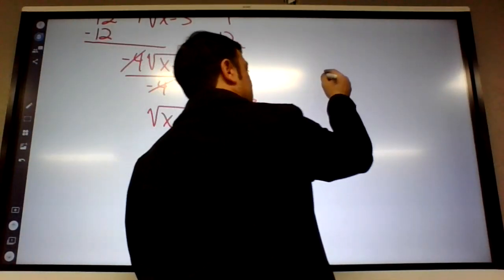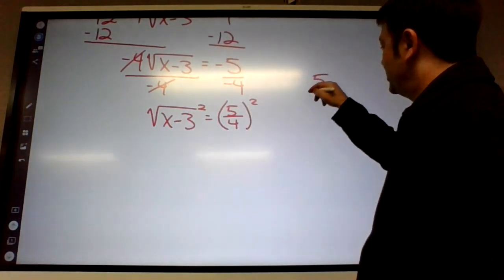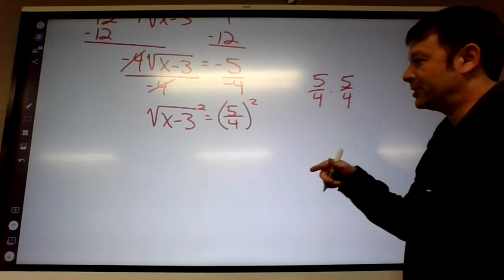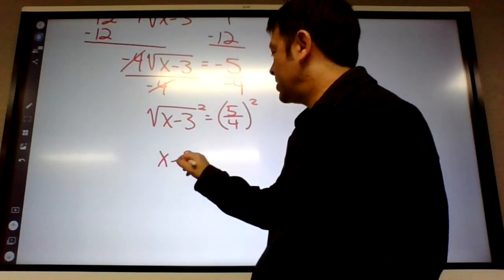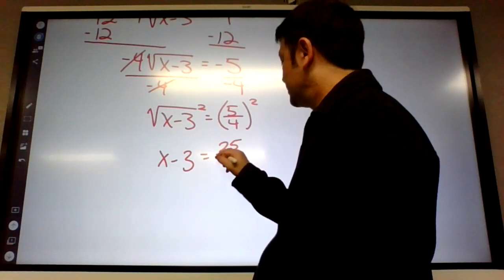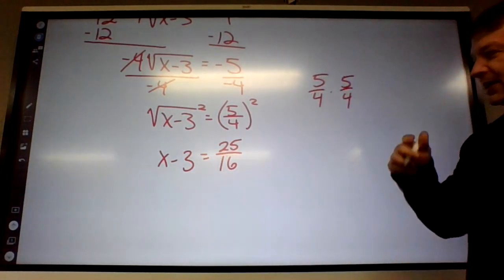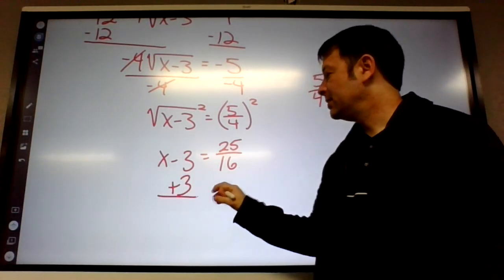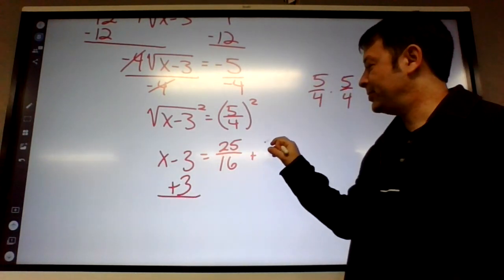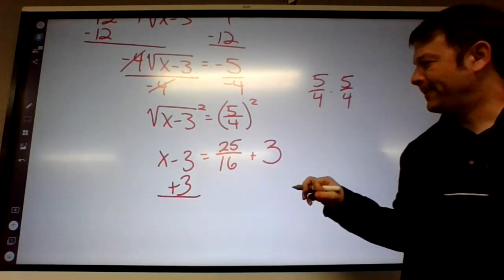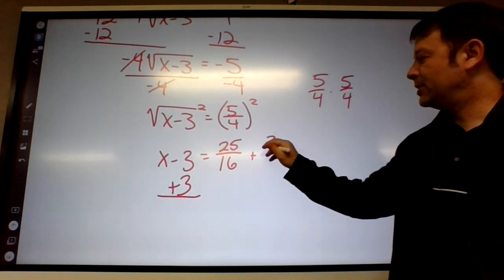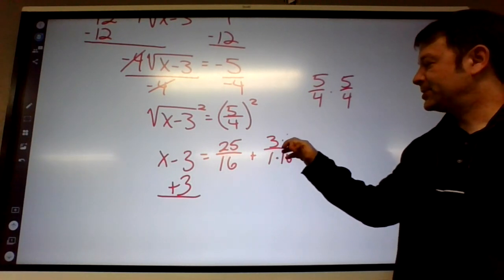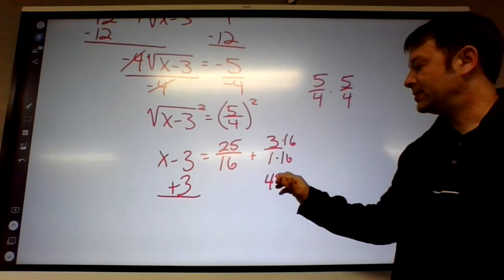You do top squared and the bottom squared. Because it literally means what's 5/4 times 5/4, right? So it's just 5 times 5 and 4 times 4. Yeah, it's 25/16. Okay. Now, you guys know how to add 3 without a calculator? 3/1. Need a common denominator, so times 16, so that would be 48/16.